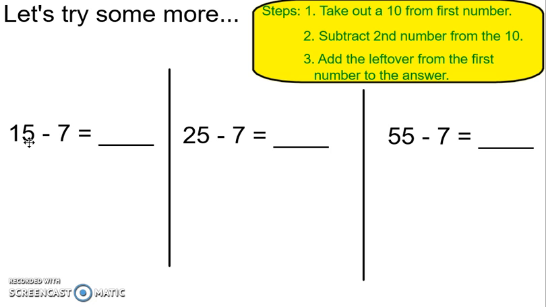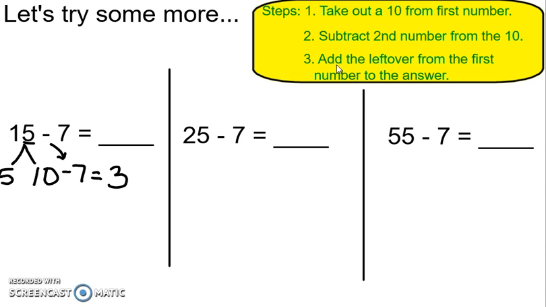So let's look at our first problem, which is 15 minus 7. So remember, our first step is to take a 10 from the first number. So I'm going to go ahead and take a 10 out of 15. And if I take a 10 away, all I have left is 5. My second step is to subtract the second number from the 10. So I'm going to bring the 7 down and subtract. 10 minus 7 gives me 3.